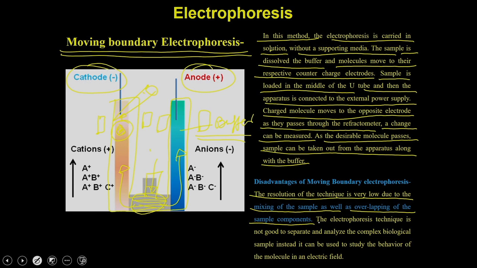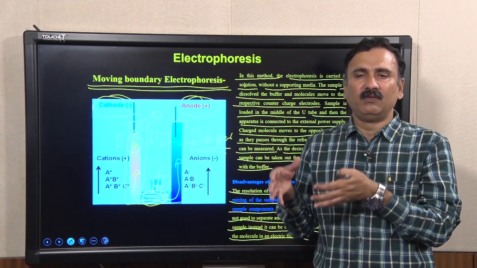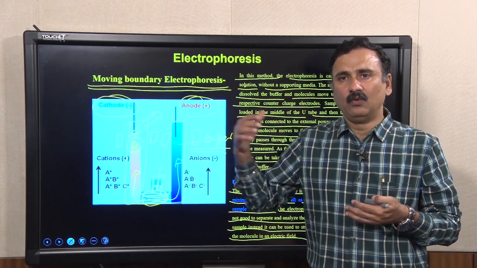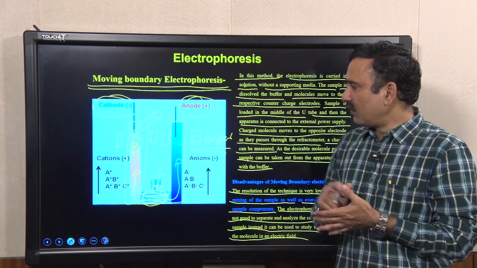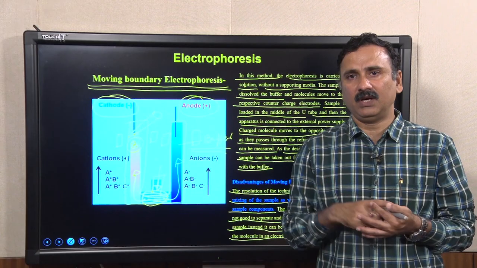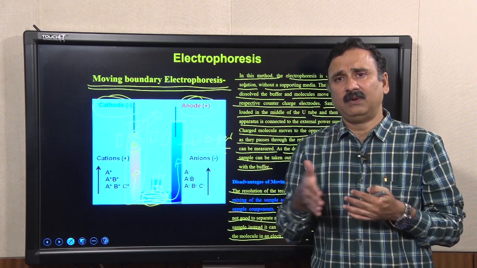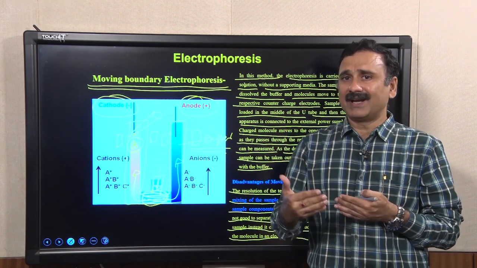On the other hand, the electrophoresis technique is not good to separate and analyze complex biological samples. Instead, it can be used to study the behavior of the molecule in an electric field, which means it will say whether the molecule will move towards the cathode or towards the anode, but it was never good enough to separate the complex biological mixture. For example, if you load E. coli lysate or mammalian cell lysate, it will not be able to resolve the samples, because you don't have any supporting media, so it will not experience any kind of friction or separation of the molecules. Because of that, moving boundary electrophoresis was not very popular, and people started developing new techniques.